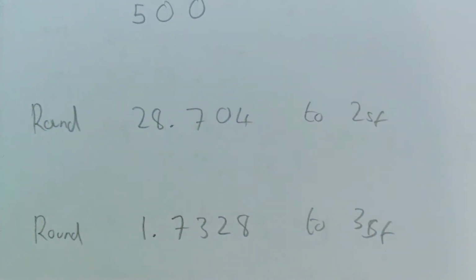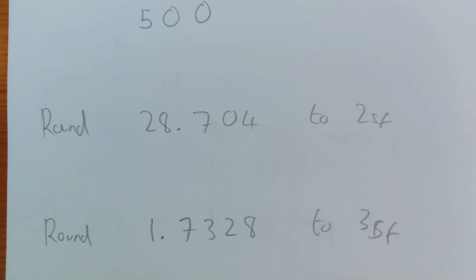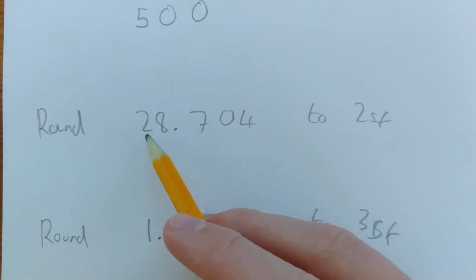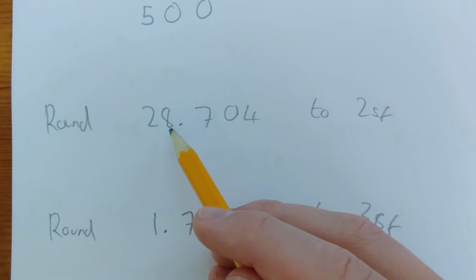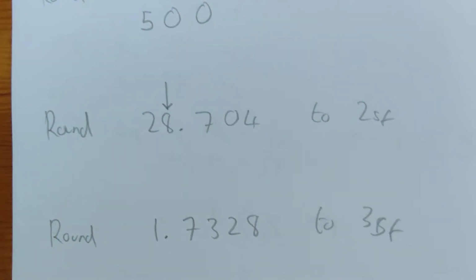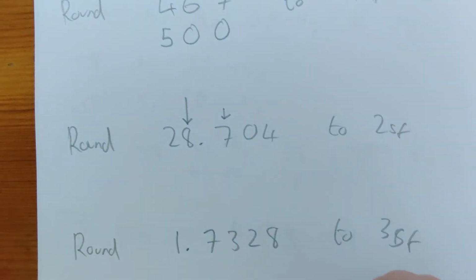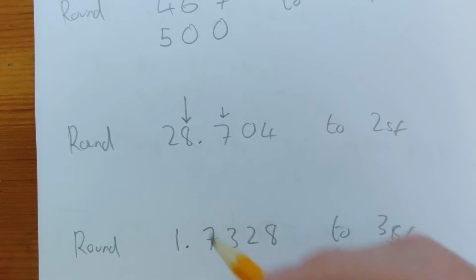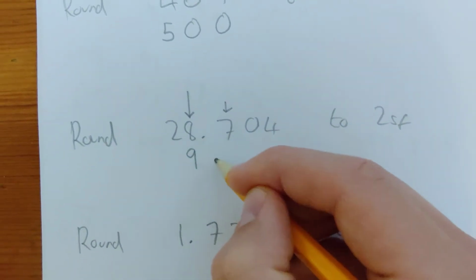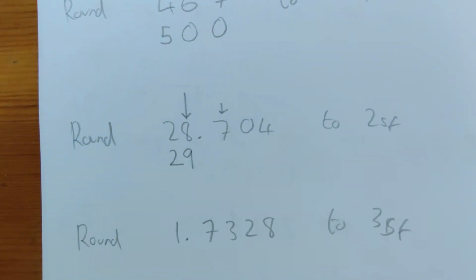Next, we're going to have a look at rounding 28.704 to 2 significant figures. Well, the first significant figure is the 2. The second significant figure is the 8. So that is the number we're rounding. The decider has got to be the next one on, which is the 7. 7 again means the number I'm rounding rounds up. So it's going to come to a 9. All this is going to get rounded off. Leave the 2 in. So it's 29 to 2 significant figures.